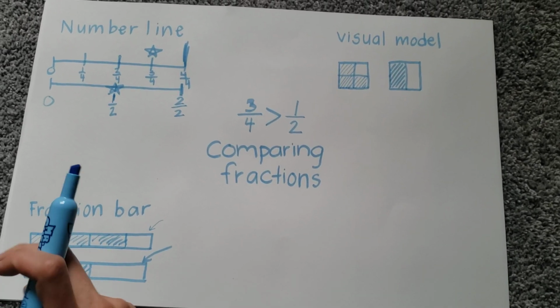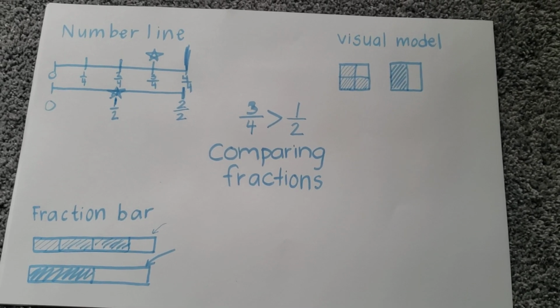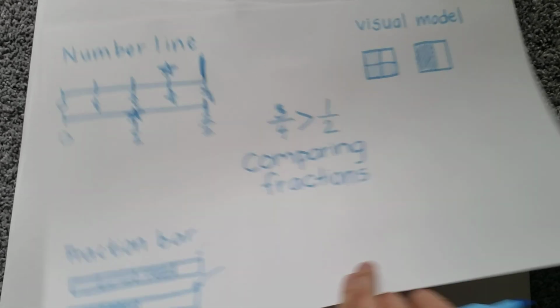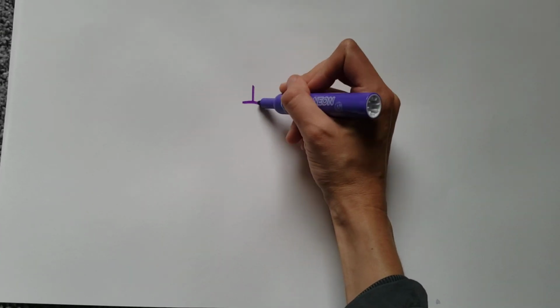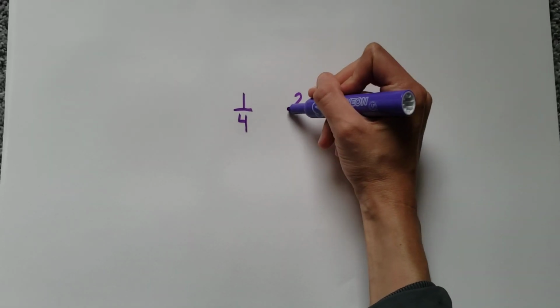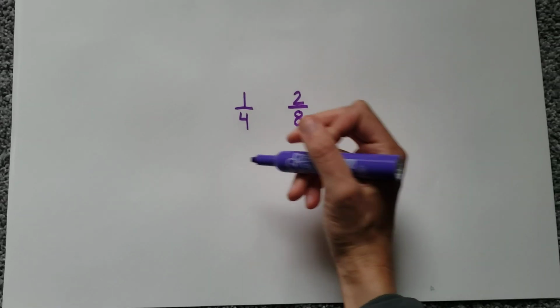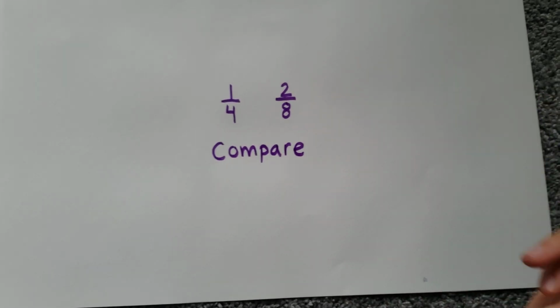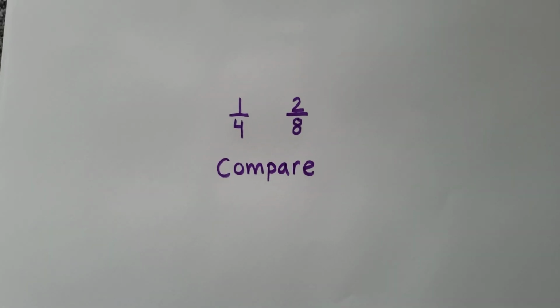We're going to try the same thing with another set of fractions. Let's go ahead this time and look at the fractions 1/4 and 2/8. The job is to compare these fractions. Which one is larger? Which one is smaller? So we're going to start by comparing them with a number line.